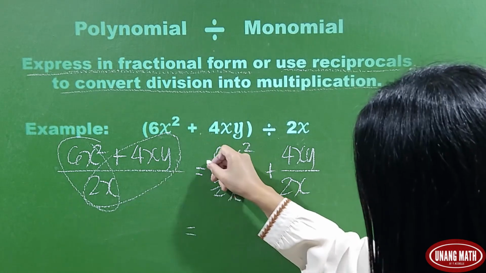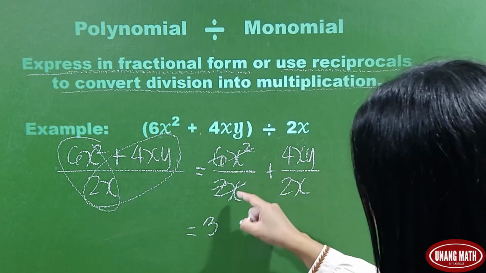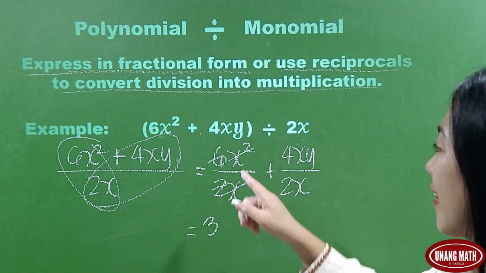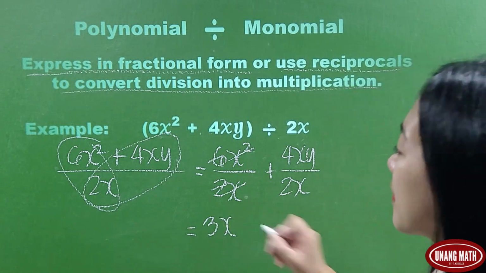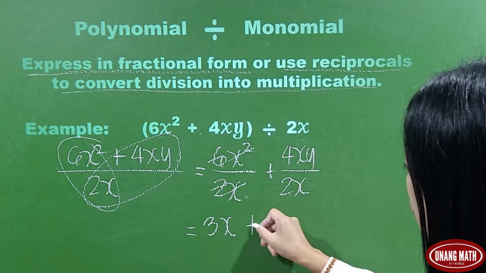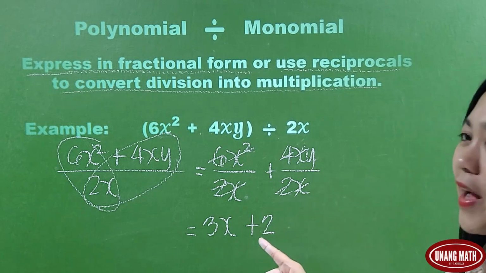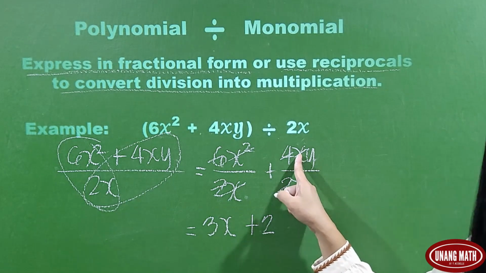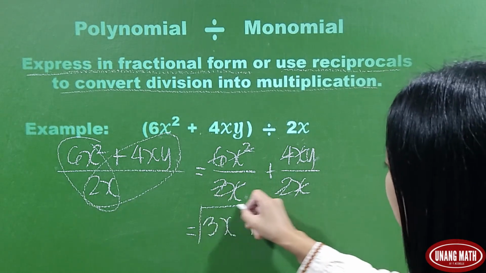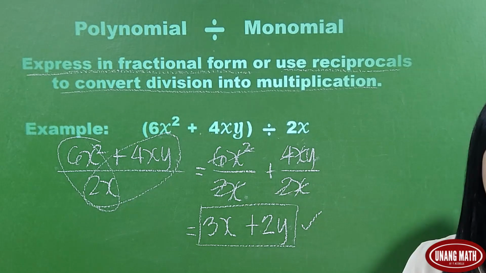6 divided by 2 is equal to 3. And then x squared divided by x, we will be using here the quotient rule of exponents. So this is now equal to x. What about 4 divided by 2? That's equal to 2. So plus 2, and then x divided by x is 1. So 2 times 1, it's okay not to write 1 there. And then just copy the variable y. So the simplified expression is 3x plus 2y.